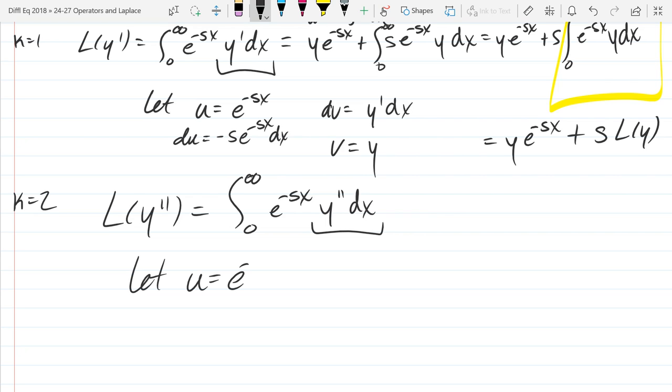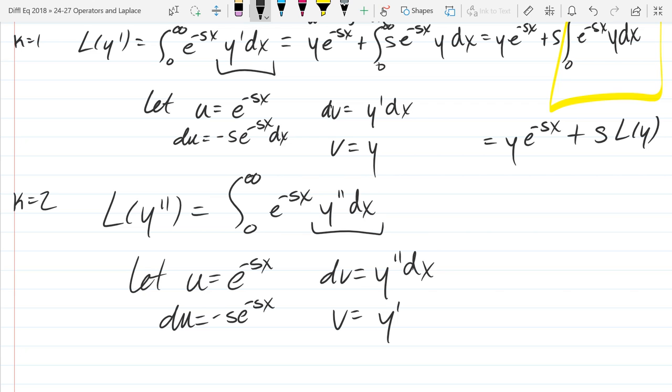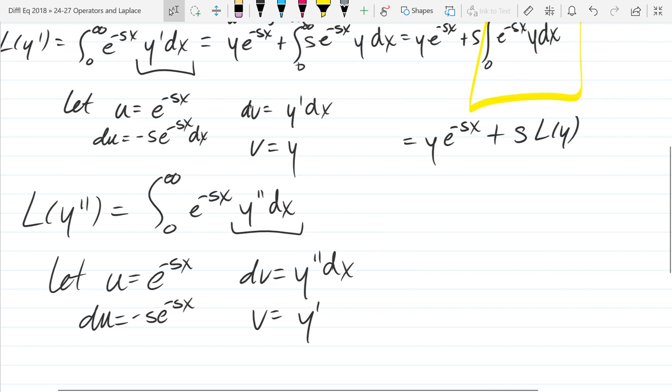So u is e to the negative sx, and dv is y double prime dx. So we got v is now y prime, and du is negative s e to the negative sx. Now we're going to make the substitution. So it's uv.